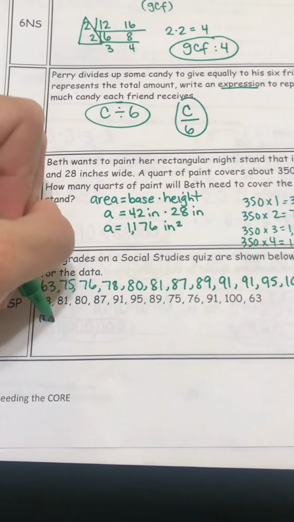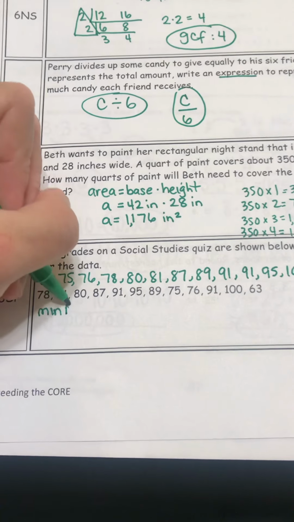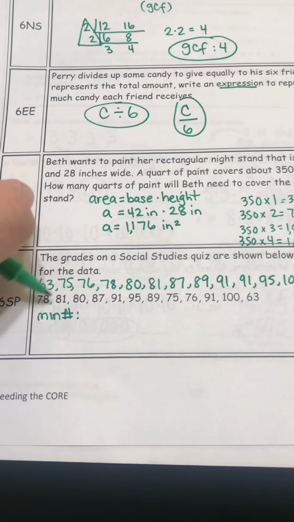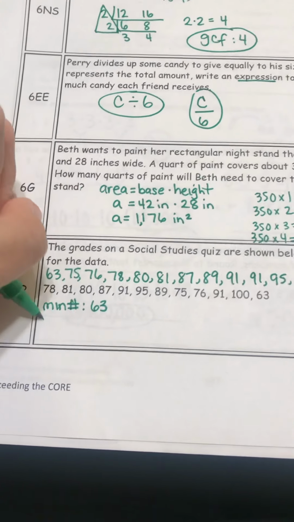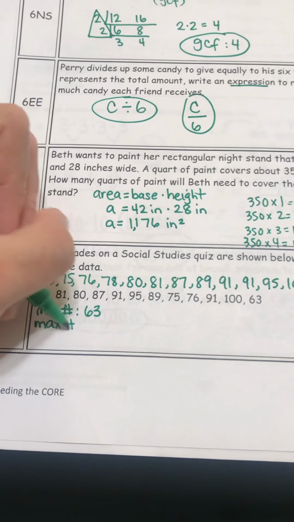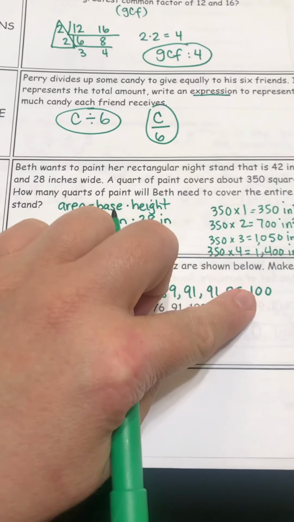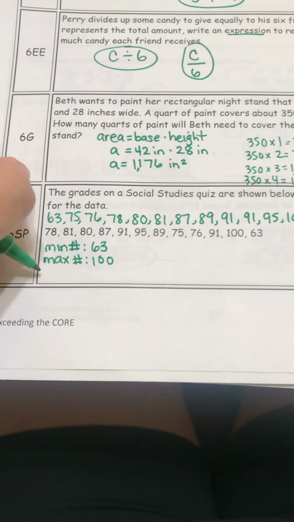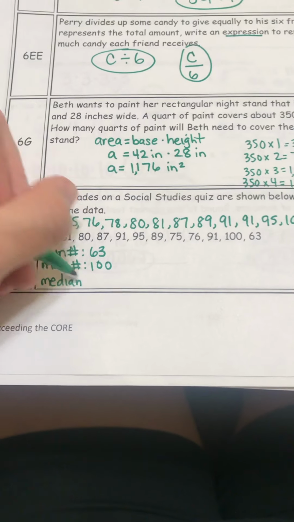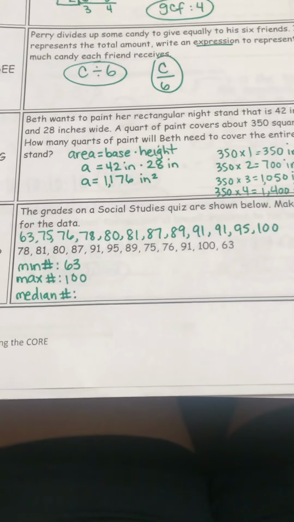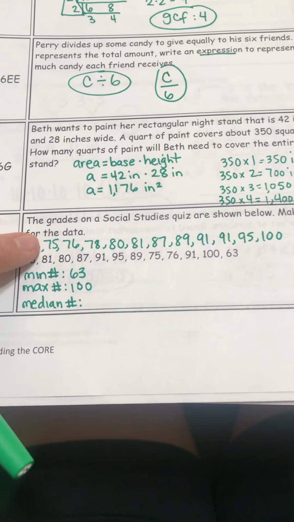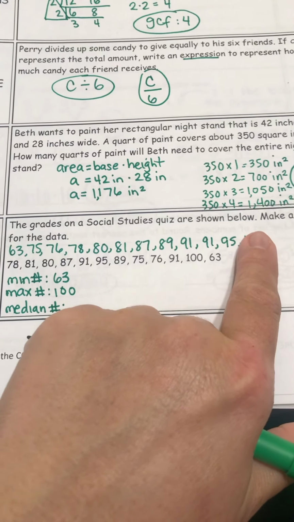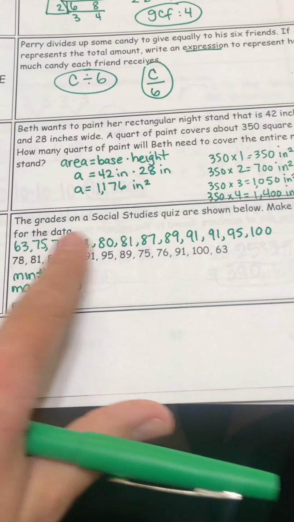Now we need some information to make our box plot. First, our minimum number. Minimum number is just the smallest number in the data set, 63. Then we need to make sure we find the maximum number, which is the greatest number in our data set, 100. Then I need you to find the median. Median just represents the middle number in the data set. So what I usually do is I put one finger on the least number, one finger on the greatest number, and I keep moving till I get to the center.